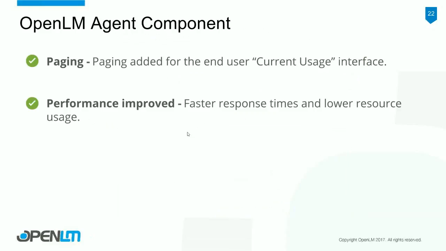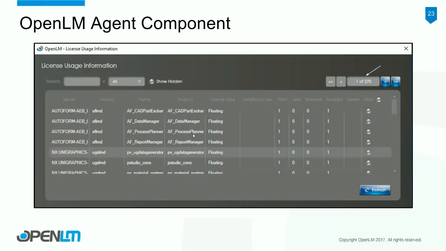The agent component, first of all, now it's much faster. The performance was highly improved. It has a fast response time in the interface, and it has much lower resource usage. This is done using the paging mechanism. So now if you have maybe more than 1,000 or maybe more than 100 features, you'll be able to page them in the license usage information screen. Each page will load up pretty quickly.